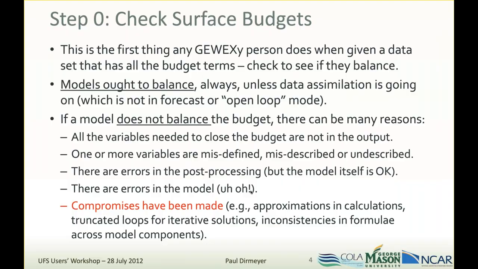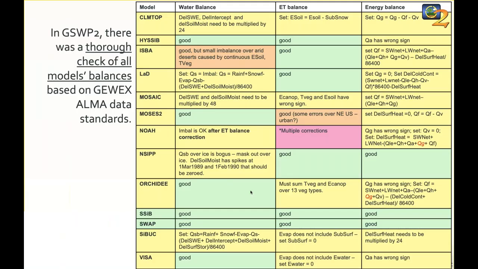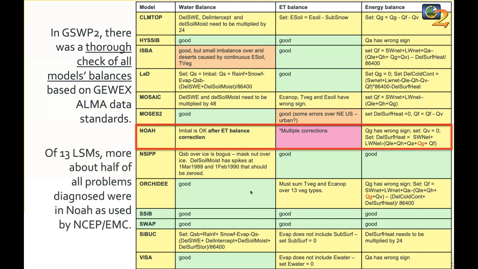One other point: in the past we have found, just looking at land surface models, 15 years ago in the second Global Soil Wetness Project, where we did a thorough check of energy balances across 15 different models that were participating, that 13 of them had problems. So this isn't anything unusual to find issues.